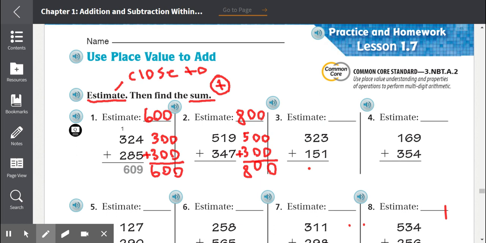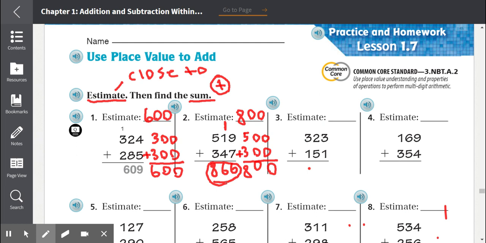9 plus 7, we're going to add the ones first. 9 plus 7 is 16. We carry our 1. 1 plus 1 is 2. 2 plus 4 is 6. Now we add the hundreds place. 5 plus 3 is 8. So our actual answer is 866. And our estimate is 800.